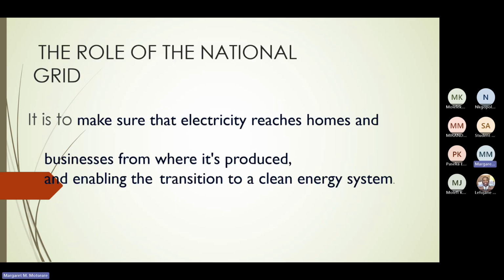And we are going to look at the role of the national grid. It is to make sure that electricity reaches homes and businesses from where it is produced, and enable the transition to a clean energy system.